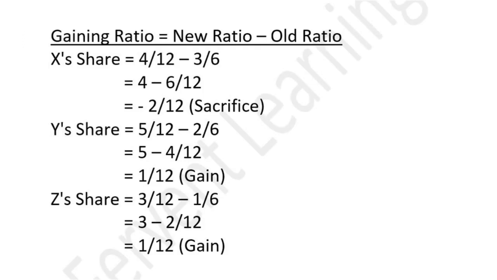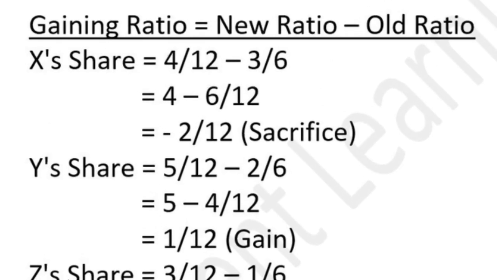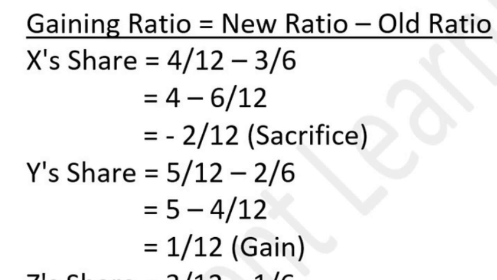Again we will solve it using the gaining ratio formula, which is new ratio minus old ratio. First we calculate share of X, 4/12 minus 3/6. 4/12 is new ratio and 3/6 is old ratio of X. We will get minus 2/12, which is a negative answer. So if we are using the formula of gaining ratio and get a negative answer, we will consider it as sacrifice.